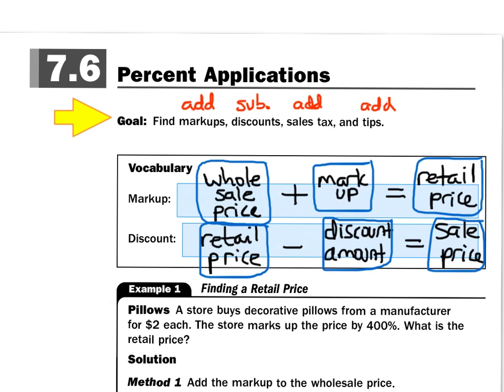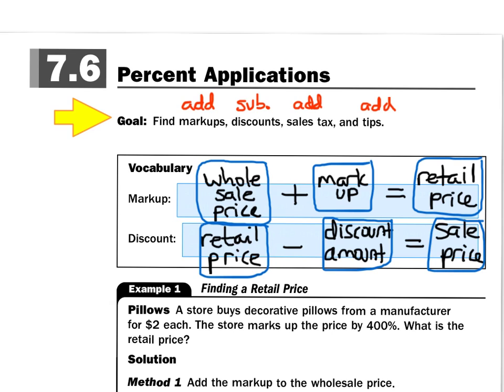Okay, some important vocabulary. Markup. Well, markup is when you take the wholesale price. Now, the wholesale price is what a store can buy an item from. We can't get it. Only the store owner can get it for the wholesale price. And then they add a markup.